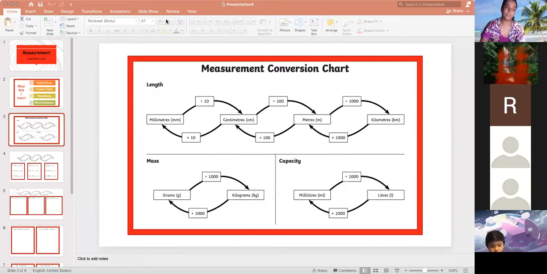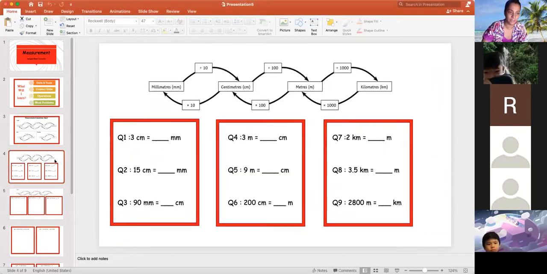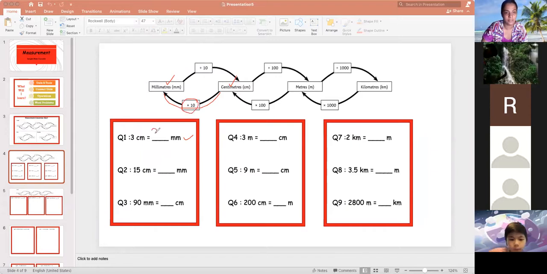Now, I will post this slide later in the group. Okay, cikgu akan postkan slide ini. Dalam slide ini kamu boleh nampaklah soalan. Lepas 3 ni kamu boleh nampak soalan. Ada banyak soalan. Now, there's question 1 asking you 3 centimeters is how many millimeter? So, beri centimeter, dia tanya millimeter. So, you go this arrow. What do? Times 10. 3 times 10, 30 millimeter.